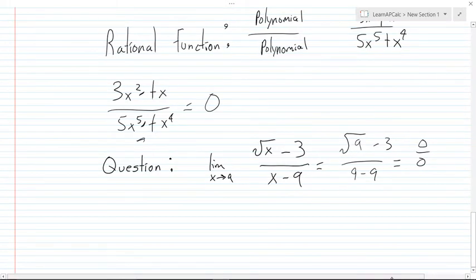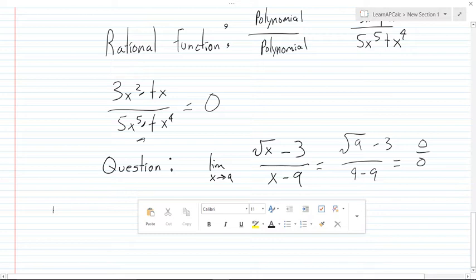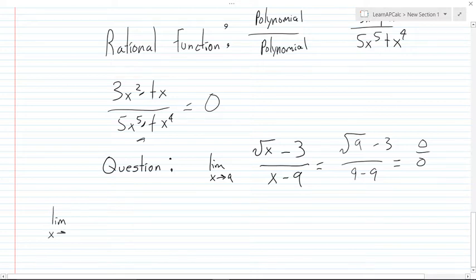One method is to do what's called conjugating the denominator. And all that means is, let's say we have, we'll write out our limit. All we're doing is we're going to conjugate the denominator. So we're going to multiply the top and bottom by this term right here, but I'm going to make it positive. So square root of x plus 3.